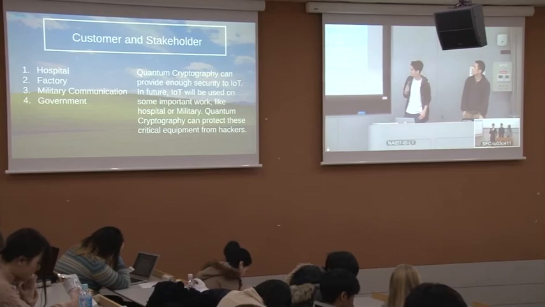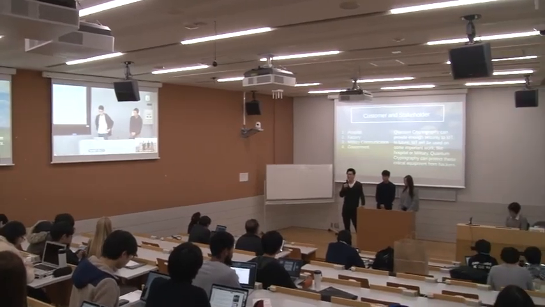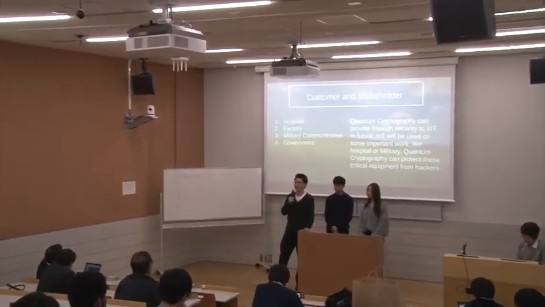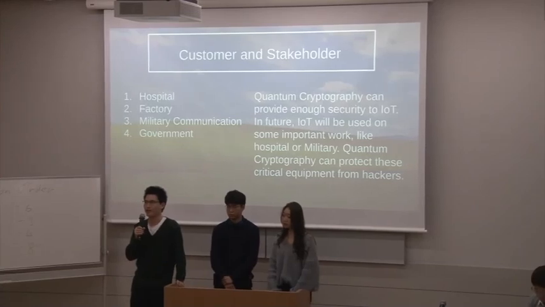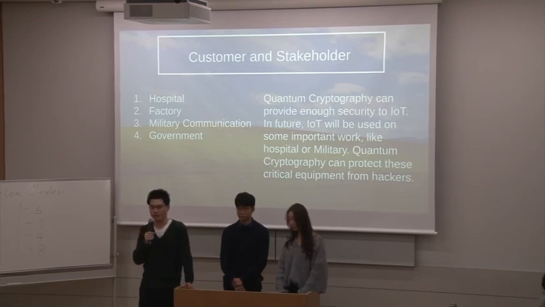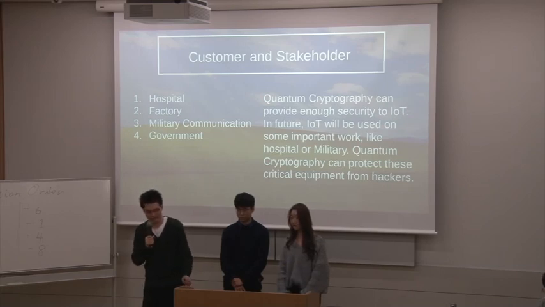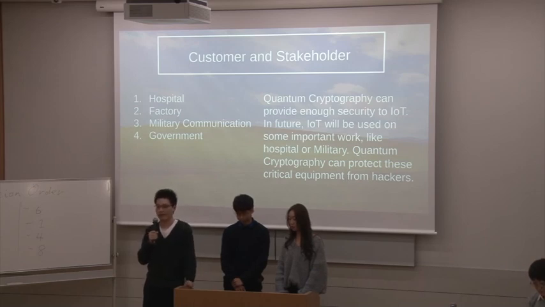Customer and stakeholder. Quantum cryptography can be used to protect important things for IoT, like hospitals, factories, military communication, or government. And quantum cryptography is difficult to attack, so it can protect important things from hackers. So quantum cryptography can be used for IoT to protect important things for our society.